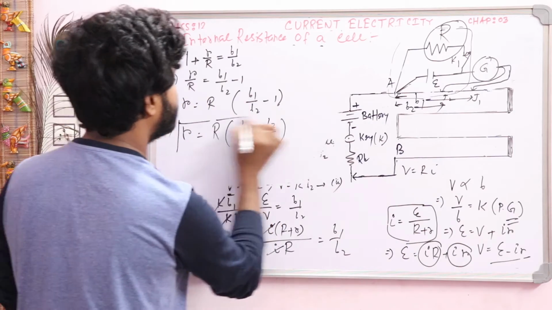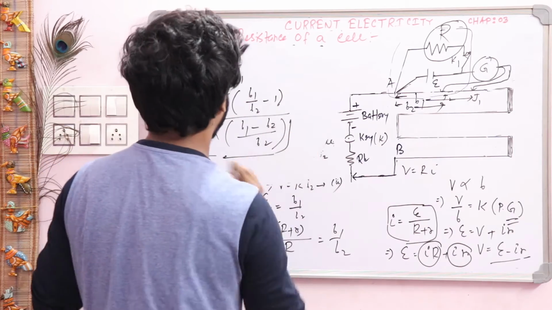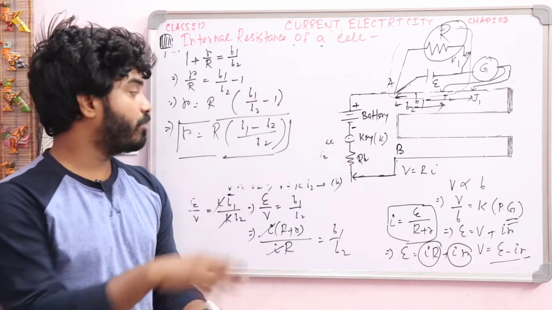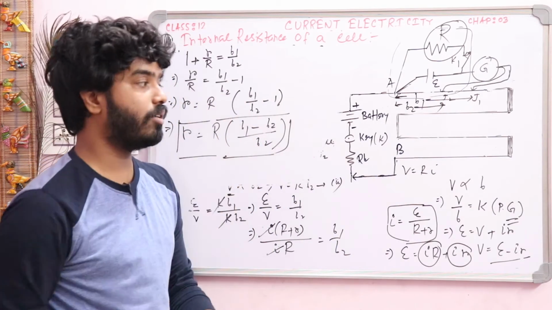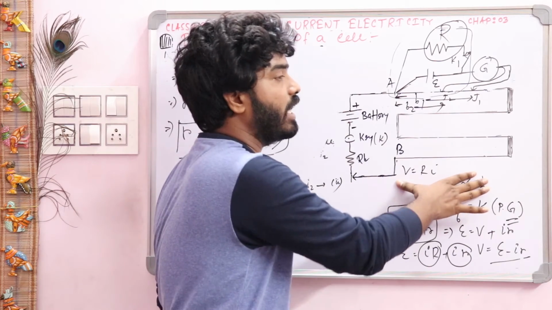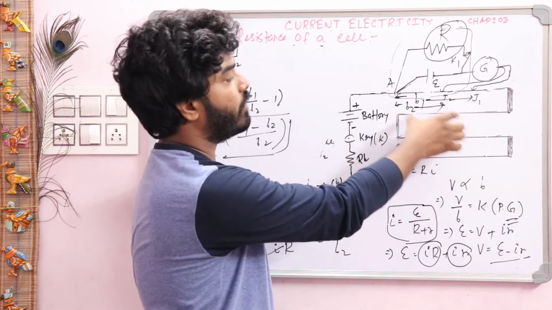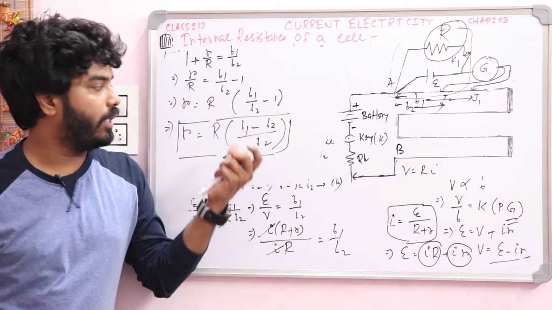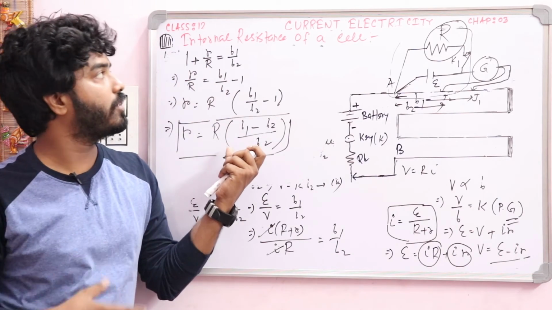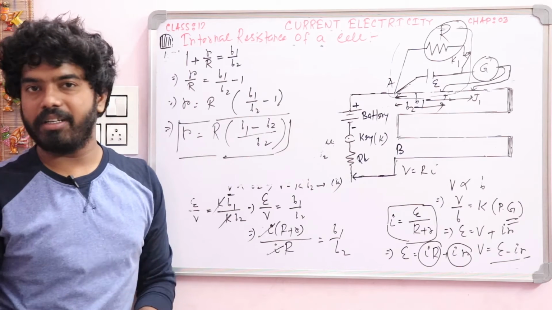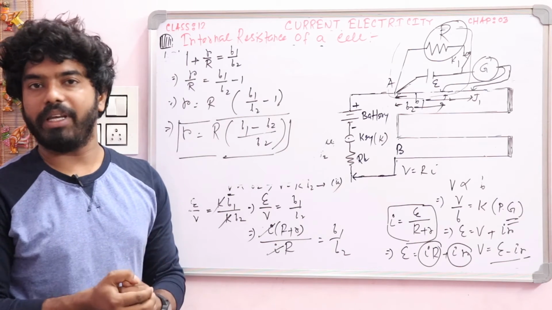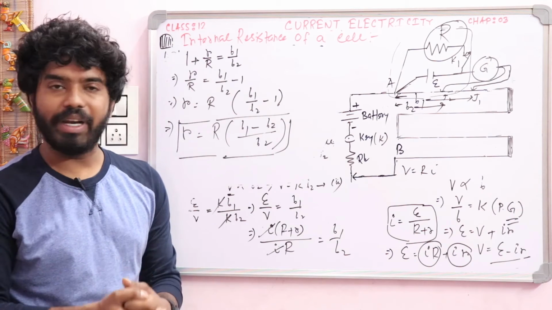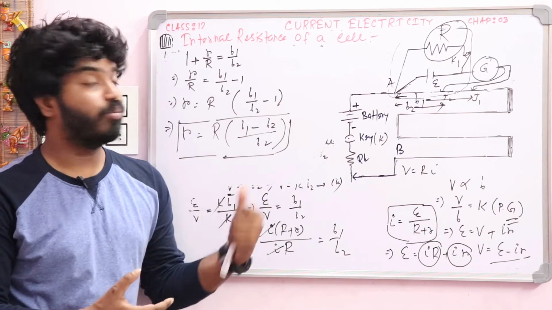With the help of this equation we can easily find out the internal resistance of a cell. And how can you find out the value of L1 and L2? There is a scale. With the help of the scale you can easily find out the values of L1 and L2. So with the help of this equation we can find out the internal resistance, and this is our second application. Now we will solve two numericals related to potentiometer.